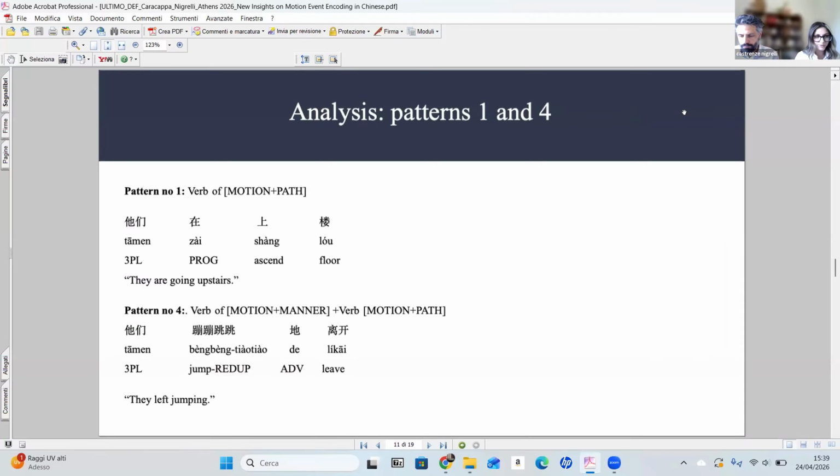Speakers predominantly employ pattern number 1, accounting for 27.5% of the data, where motion events are expressed through a single verb encoding both motion and path, as we can see in example number 1, 他们在上楼, that means they are going upstairs. This is followed by pattern number 4, which represents 20% of the occurrences and involves a combination of a verb of motion and manner and a verb of motion and path. As we can see in the example, 他们蹦蹦跳跳地离开, that means they left jumping.